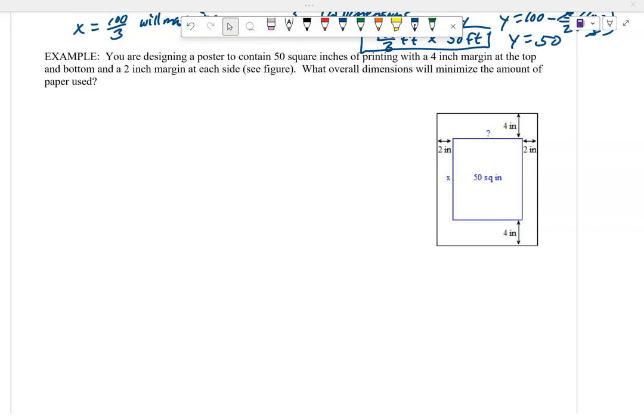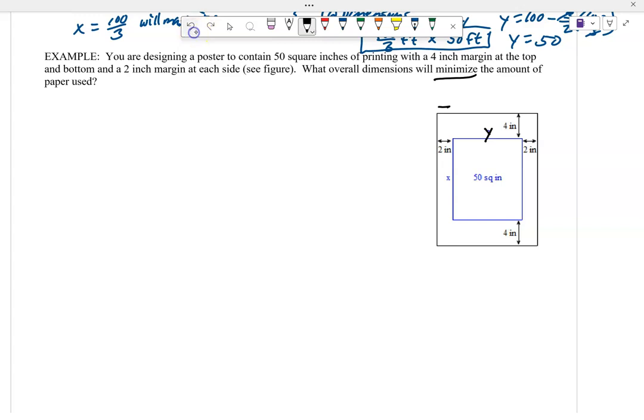This one looks like we got a poster. It's got 50 square inches of printing. That's that inside part with a 4-inch margin at the top and bottom, 2-inch margin at each side. Now we're trying to minimize the amount of paper used. Let's call this length right here y. So on the top I have 2 inches and then y and then 2 more inches, right?